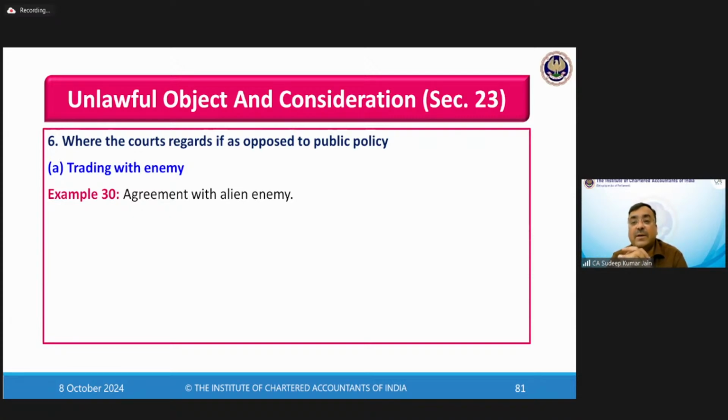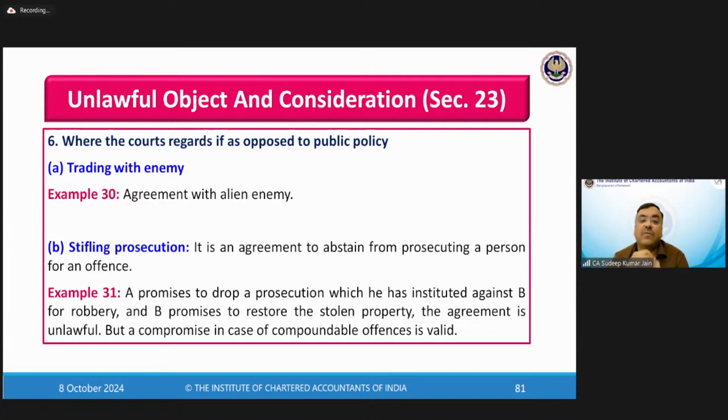If you are dealing with the citizen of an enemy country, the contract is void. Second point, in every batch I have given this lecture, every class, one query, sir, what is stifling prosecution? So please listen to this carefully.